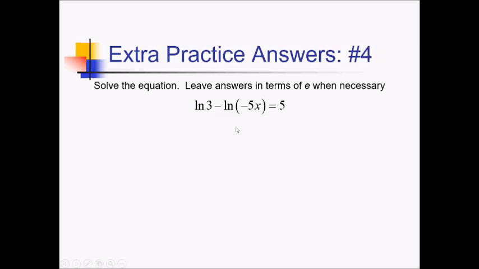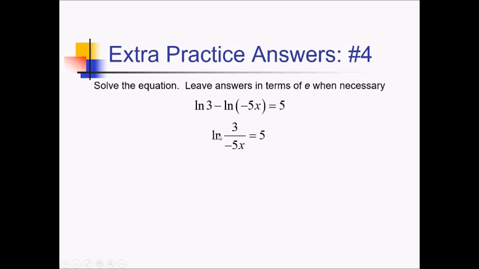For this problem, to get to the bottom of this one, I need to have at most one log on each side. So on the left side, I need to combine these logarithms by dividing the things inside, since I'm subtracting the logarithms. So I can rewrite this as ln of 3 divided by negative 5x. All of that equals 5.